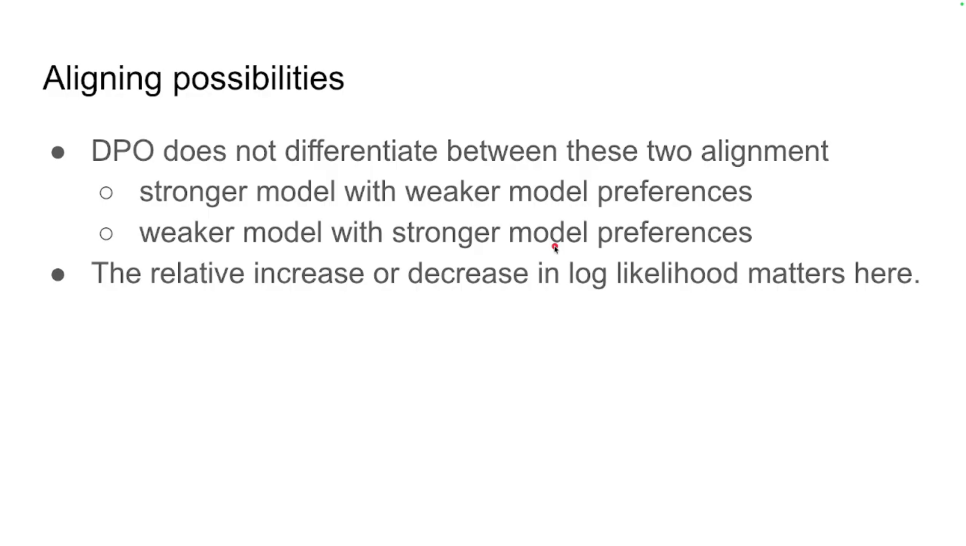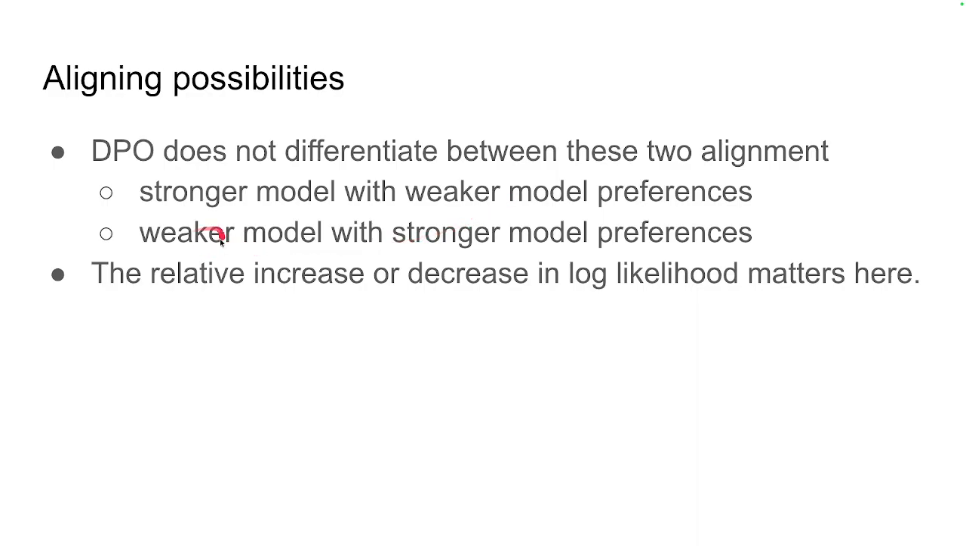But DPO can just align them in arbitrary order, so you don't have any control. Suppose you have a stronger model and you have preferences from a weaker model. You would like to optimize for the difference in the likelihood for a winning response and a losing response, and you just want to optimize for that. You just don't want your stronger model to mimic the weaker model.